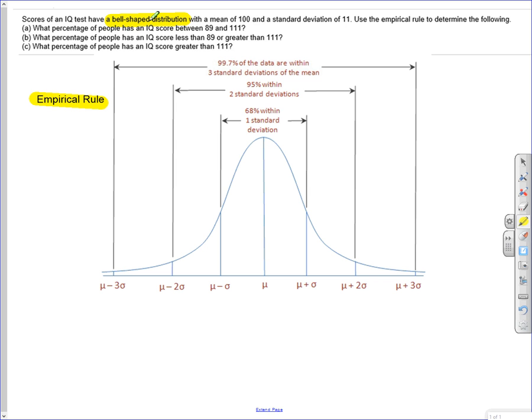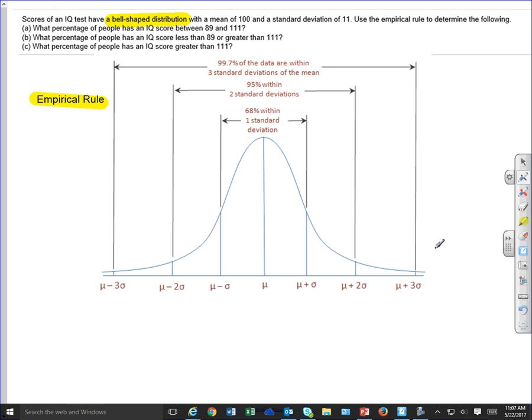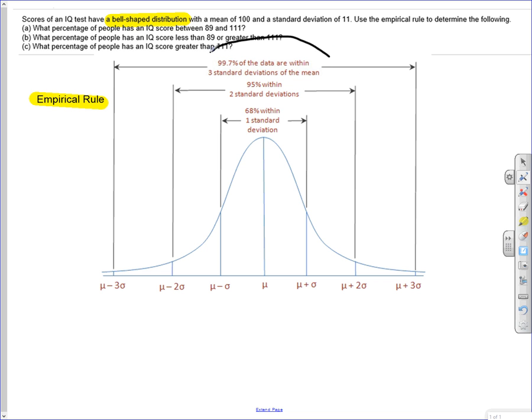If it doesn't say that, if it says it's a skewed distribution, or maybe it doesn't say anything about the distribution, then they probably want you to use Chebyshev's rule, which is another way to look at how the data is distributed in that distribution. But since we're using the empirical rule, this is the information that we get from the empirical rule, okay?